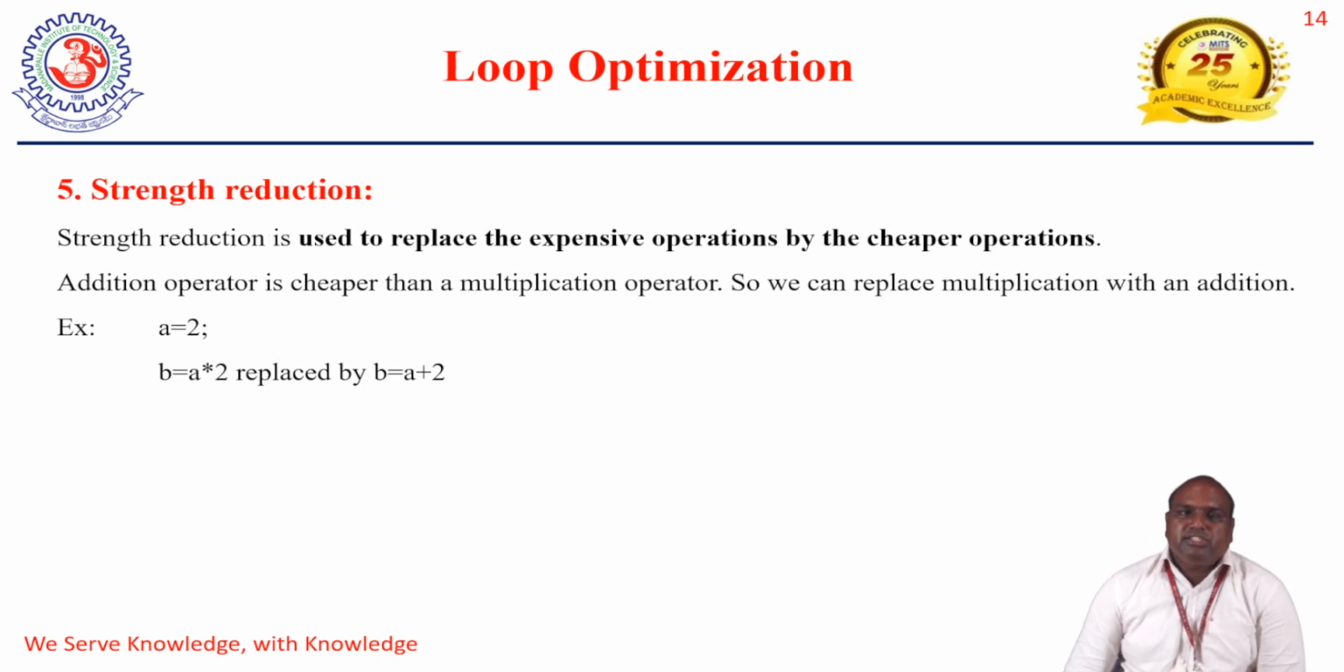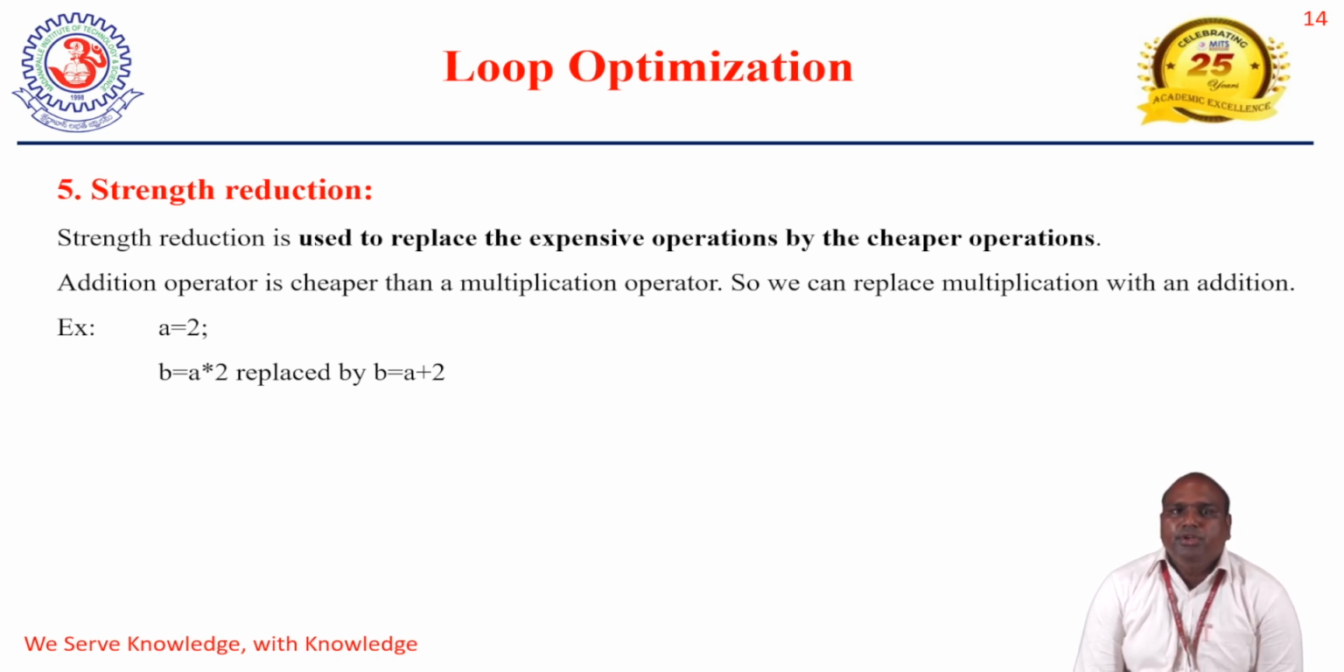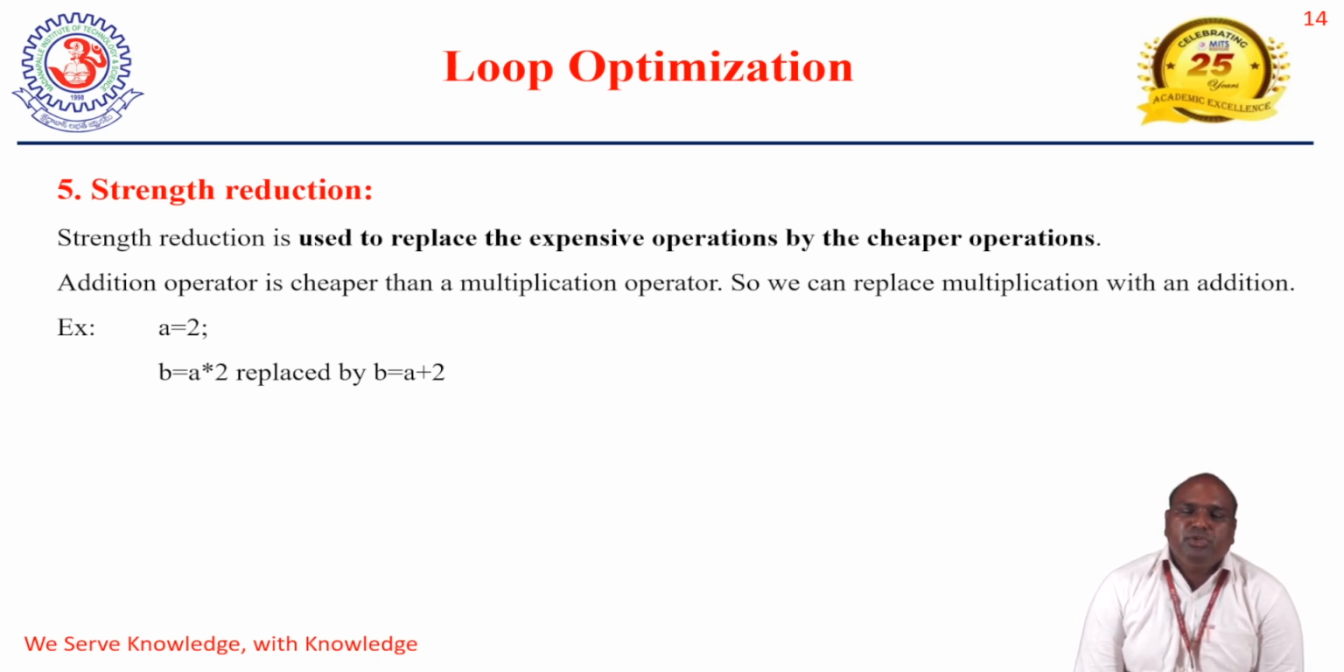Next one is strength reduction. Strength reduction I also mentioned in the principal sources of code optimization. Why? Because it is also the same. If you do strength reduction inside the loop, it comes under loop optimization. If you do this strength reduction concept outside the loop, it comes under the principal sources of optimization. If you replace an expensive operation by a cheaper operator, it will reduce the compilation time without changing the output of the program. This is also one of the techniques in loop optimization to optimize the code.